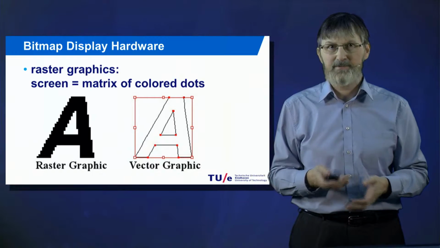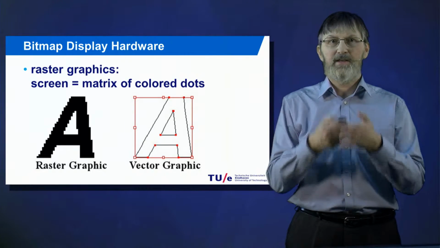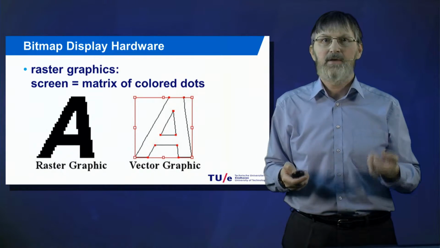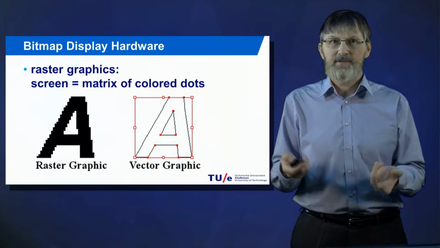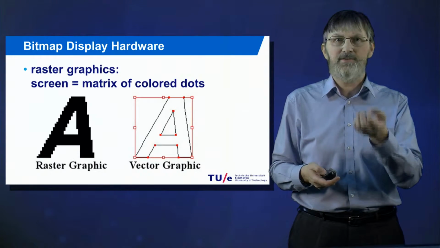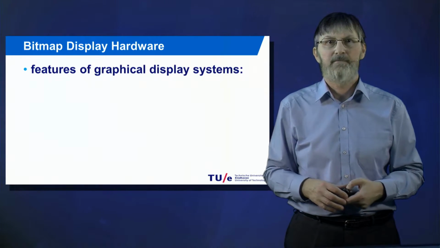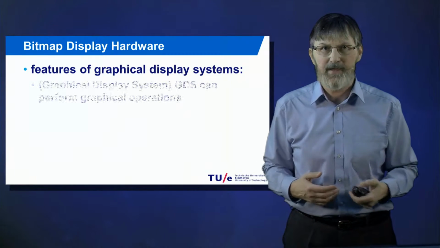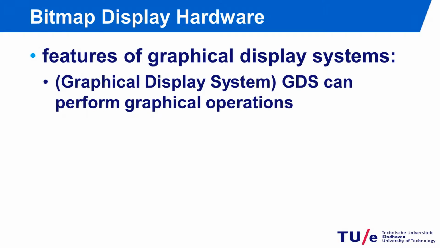In our bitmap displays, we have a large array, a rectangle of points, of dots, and we can only decide which color to use for each of these dots. Our graphical display systems can be used in two ways. There is some hardware that can perform graphical operations. It's called the graphical display system. It's typically on what is called the video card in your computer.